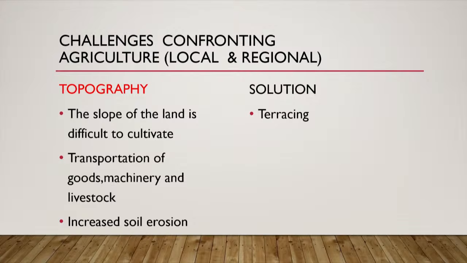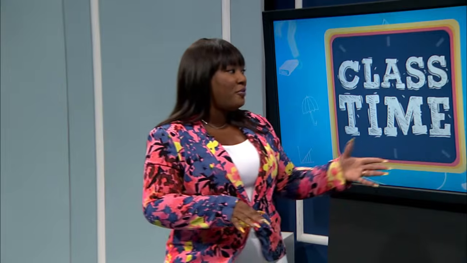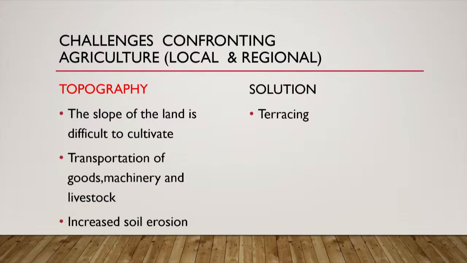And we're in the Caribbean, and the majority of the land found in the Caribbean is actually mountainous, meaning that a lot of hills are found along the islands. Now, the slope of the land can be difficult to cultivate. The topography can be either steep or gentle, and we have many steep slopes in the Caribbean.